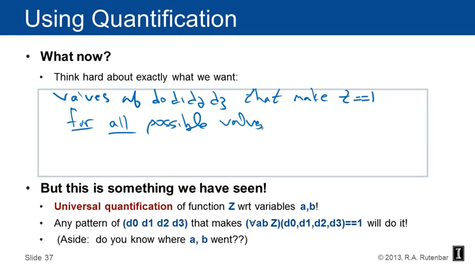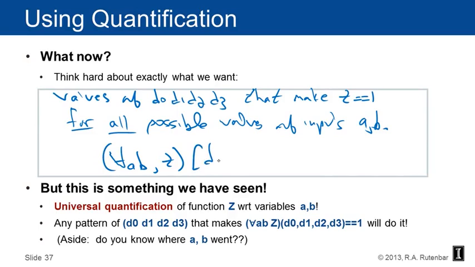values of the original inputs A and B. I know how to do that. If you give me the z function, what I will do is universally quantify away A and B out of the z function. That's a new function. And that function depends only on d0, d1, d2, and d3. It doesn't have any a's and b's in it.